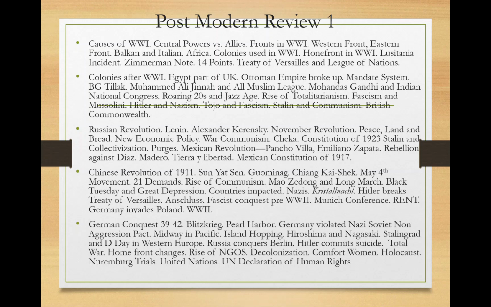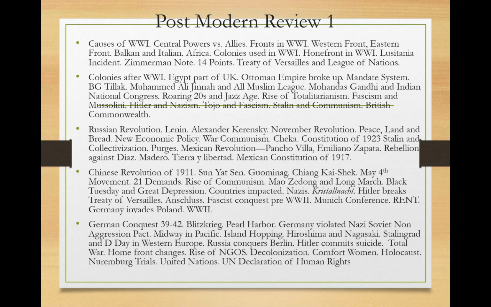The Nazis will seize power in Germany in 1933. They'll start to persecute the Jews. You have things like Kristallnacht. Hitler slowly will start to break the Treaty of Versailles. He'll take over Austria in 1938. In 1939, he'll demand the northern part of Czechoslovakia, the Sudetenland.